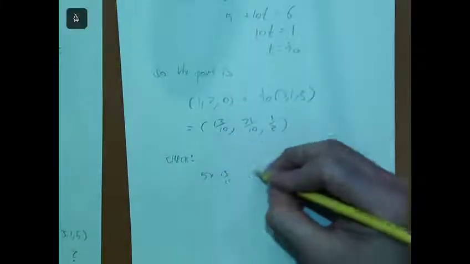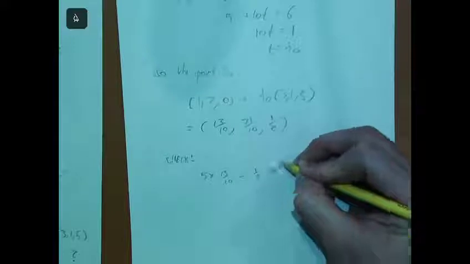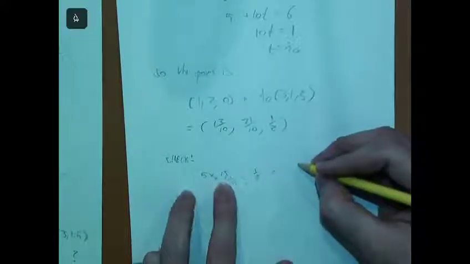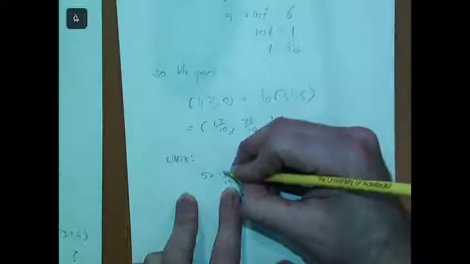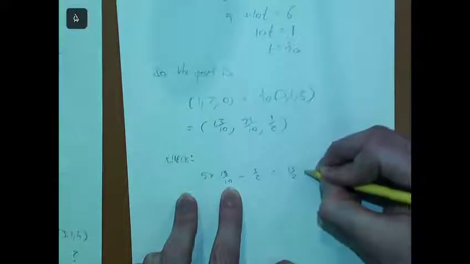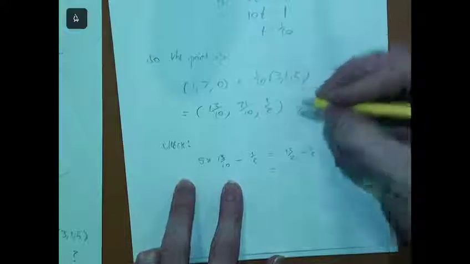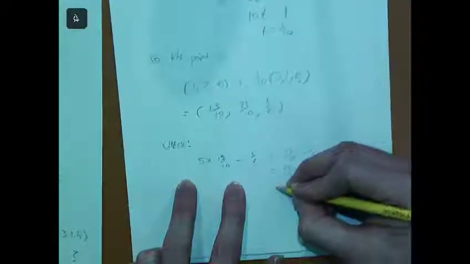5 times... What was my equation? 5 times 13 tenths minus a half is 13 over 2 minus a half. 13 over 2 minus 1 over 2 would be 12 over 2, which is 6, which is what it's supposed to be. So I haven't made an arithmetic mistake at this point here.